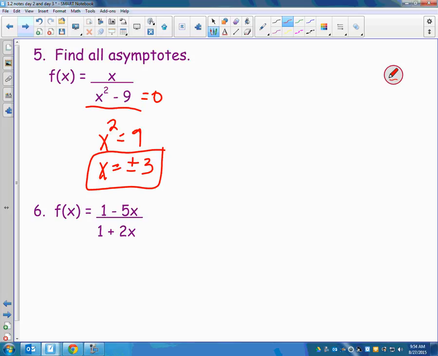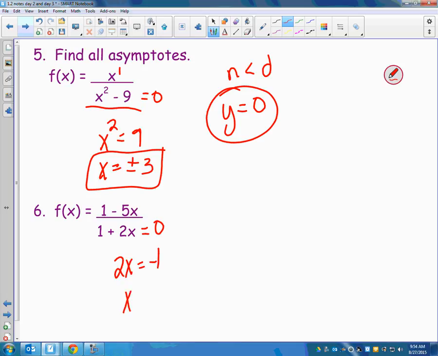What's the degree of the numerator? 1. And what's the degree of the denominator? 2. So 1 is less than 2. So the numerator is less than the denominator, means what is my horizontal asymptote? Y equals 0. Right? You just have to know those rules. The bottom one here, if I set the denominator equal to 0, I get x equals negative 1/2.